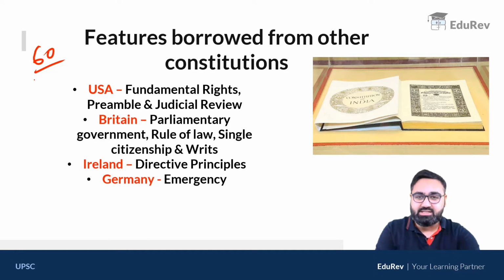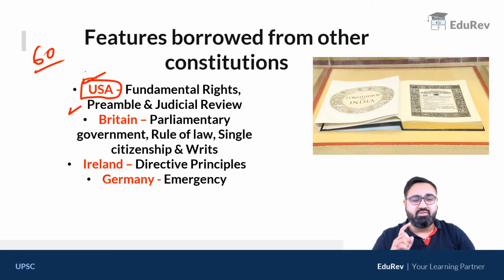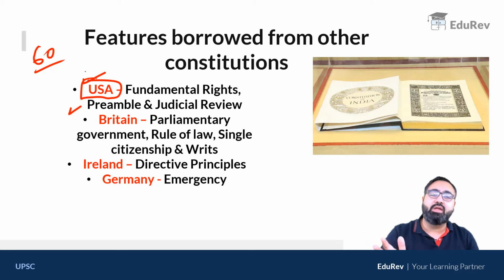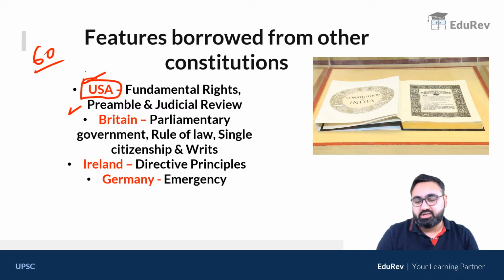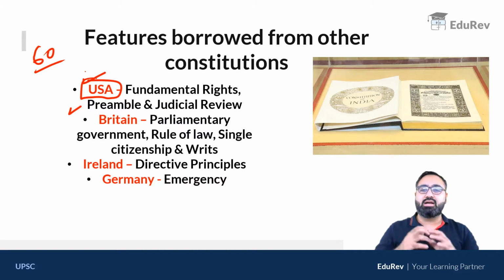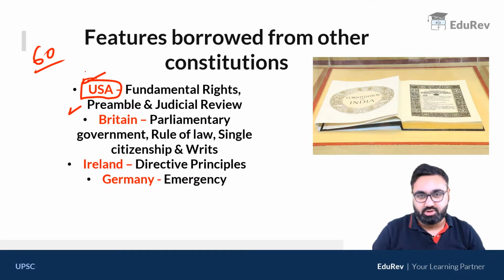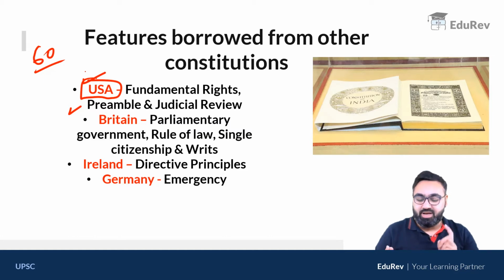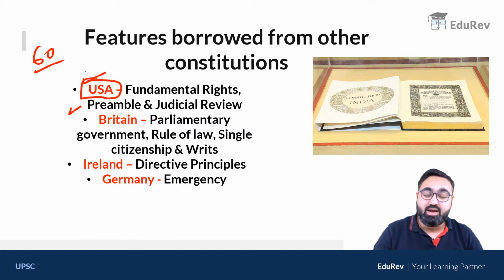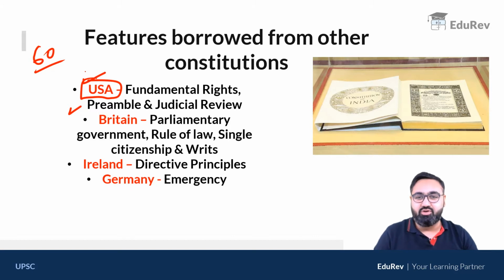Features such as fundamental rights, preamble, and the judicial review were taken from the US Constitution. Now remember, the US had the world's first written constitution that is continuing even today. Thus, whatever is in the US Constitution will automatically be copied or borrowed in many constitutions after that. So it's not like just we have taken many features from the US Constitution. Many countries across the world have taken features from it. Many countries have a preamble in their constitution like we have. Many countries have features such as judicial review, fundamental rights.